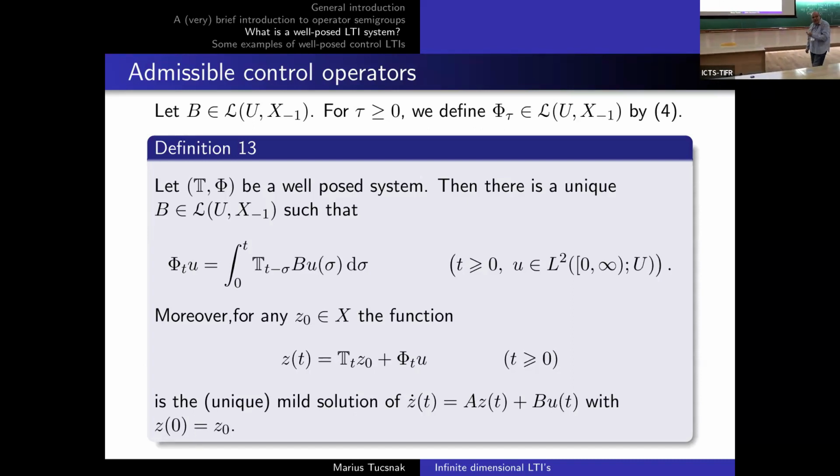Of course, not every operator from U to X minus 1 is admissible. So in a certain sense, if I know that I have the system, I know that the B will be admissible, if it were possible. But how should we prove that we have the correct properties of the system? That's another issue.